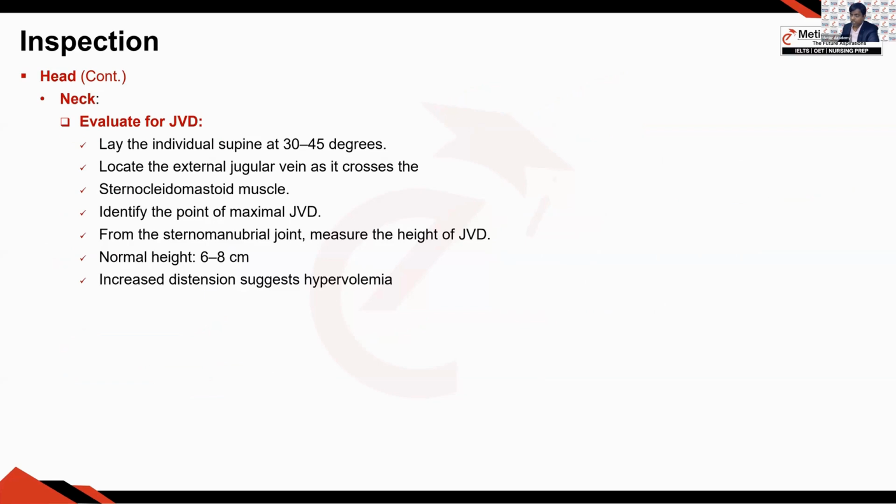Then you have the neck. In the neck, mostly JVD, distension of the jugular venous pressure. By assessment, you have to see whether the jugular vein is distended or its height is increased to 6 to 8 centimeters. The patient should be in Fowler's positioning, 45 degrees. They may ask supine, prone, Trendelenburg. How do you assess the JVD? You have to start from the assessment first.